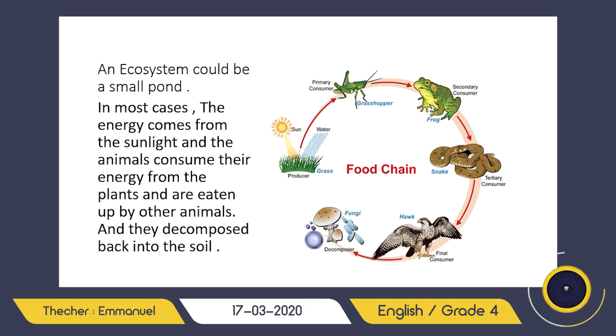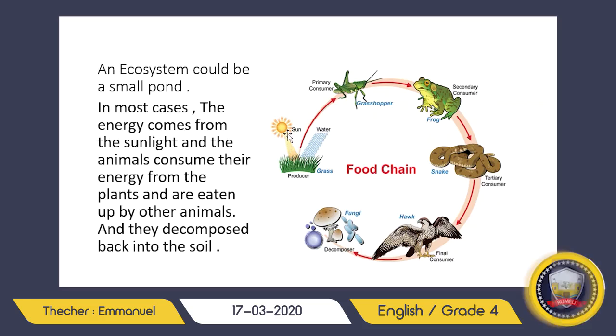An ecosystem could be a small pond. In most cases, the energy comes from the sunlight, and the animals consume their energy from the plants and are eaten up by other animals, and they decompose back into the soil. You can see from the image placed on the screen.